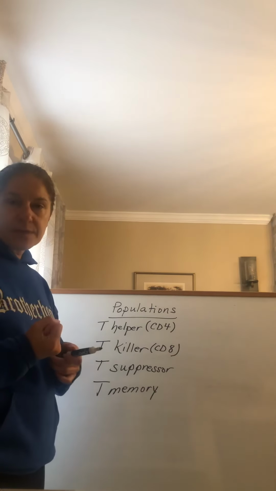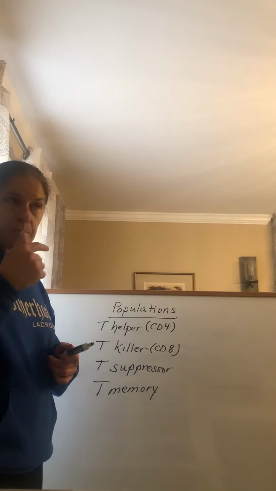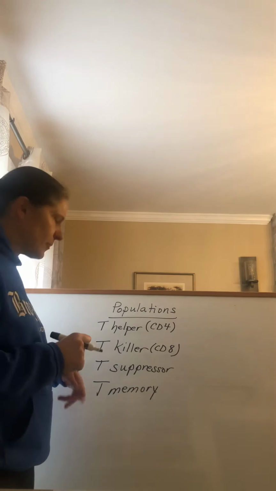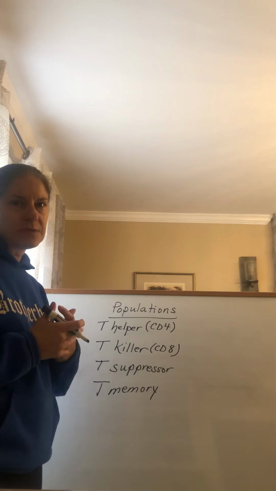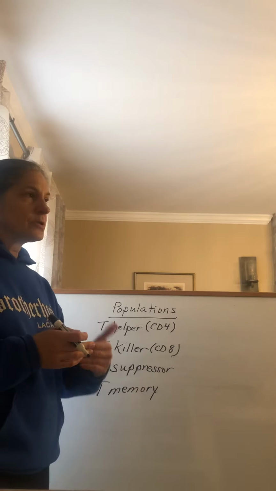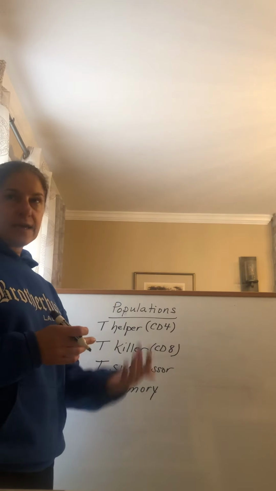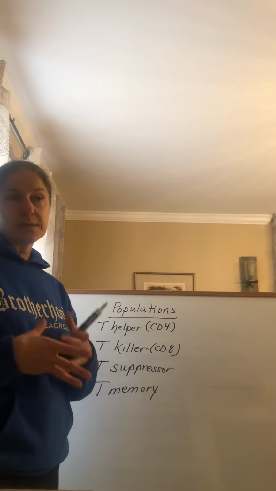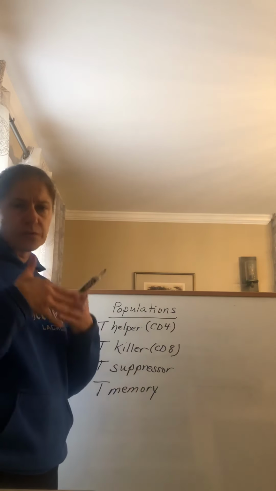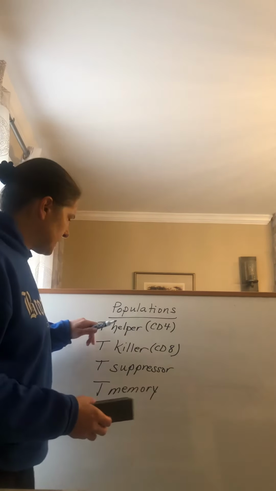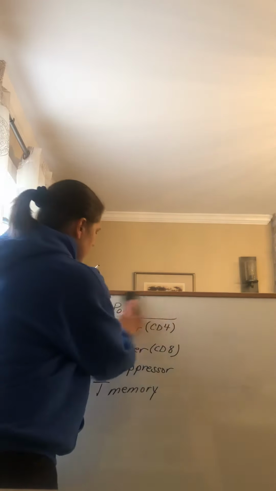And then your T memory cells are cells that can remember from one encounter to the next. Again, remember your adaptive immune system, one of the key features of it that's extremely important is that it has memory. So if it encounters an antigen again, it knows exactly what to do, and with a more robust reaction than usually the first time that you encounter that particular antigen. So I'm going to spend some time talking about these cell populations and what happens when they're compromised.